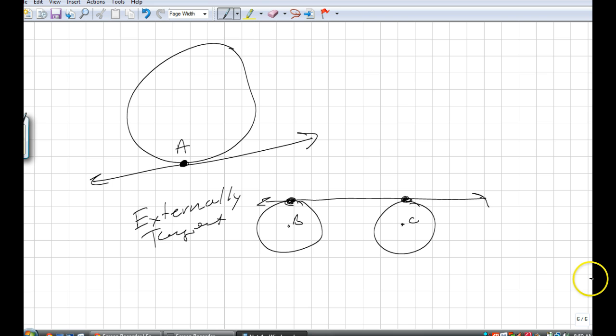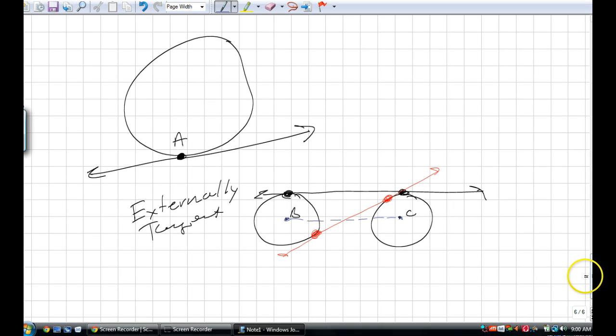Okay? Or we could have a tangent line that goes between the circles. And this one would be tangent here and tangent here. And there is an imaginary line that connects the centers. And if a tangent line passes through that imaginary line, we say that these circles are internally tangent. Or I'm sorry, it's an internal tangent.